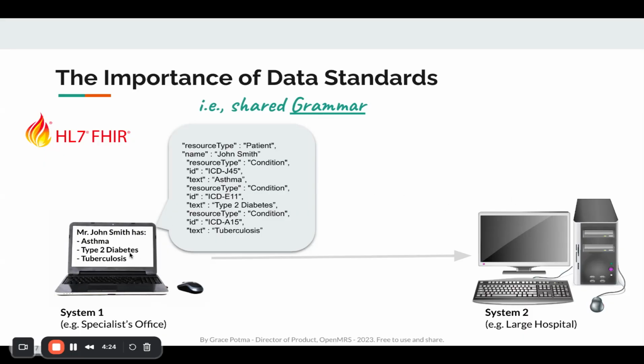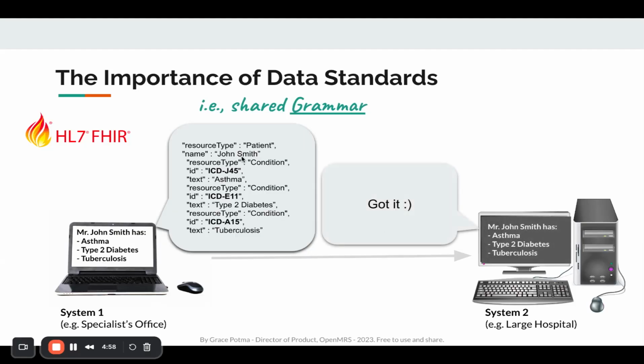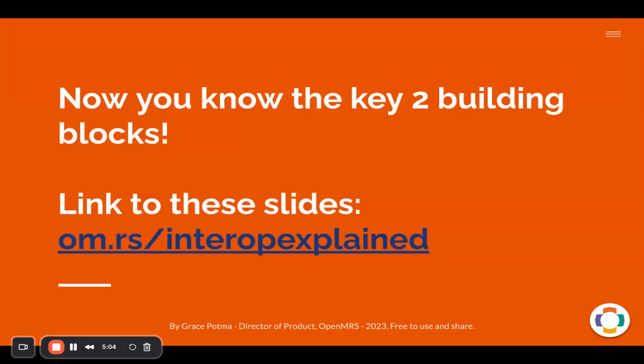So how would we represent that there's a patient named John Smith with these conditions? Well, look at this example. You can see those three codes that we looked at earlier. That shared dictionary is represented here. But you can also see that there's a structure to this, a data structure, some grammar. We are specifically telling system 2, there's a patient, this is his name, and the following things are conditions that he has. And now system 2 can say, aha, okay, you're telling me there's a patient named John Smith with these three conditions. Got it. So now you know the two key building blocks to interoperability.